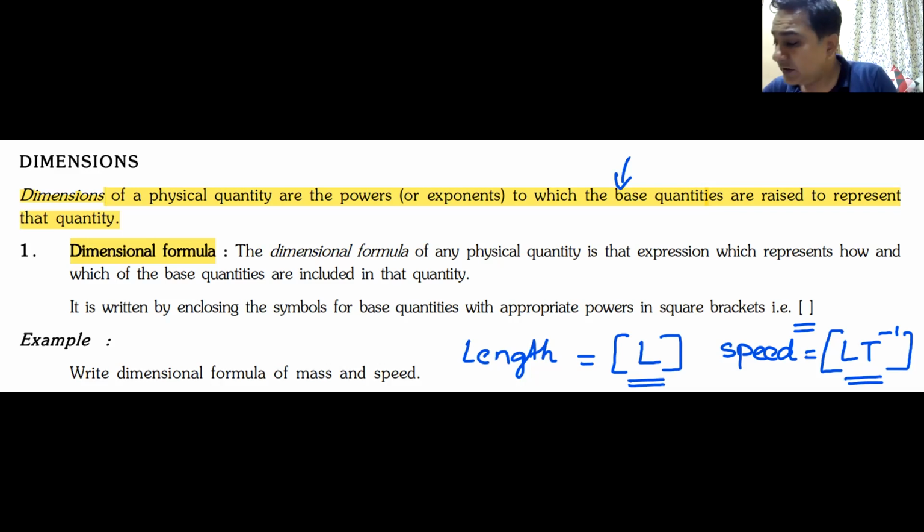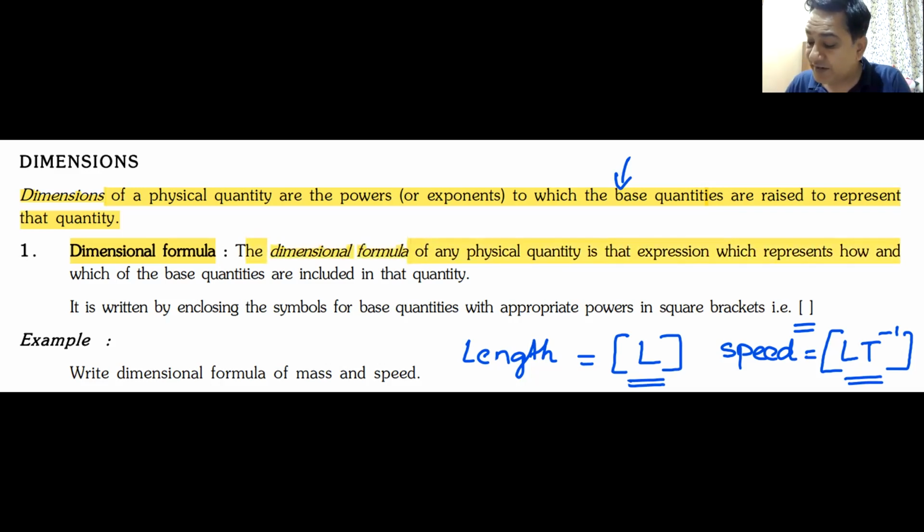Everyone, so this is what is described here in language. The dimensional formula of any physical quantity is that expression which represents how and which fundamental quantities are included. In speed, length and time are included: LT minus 1.